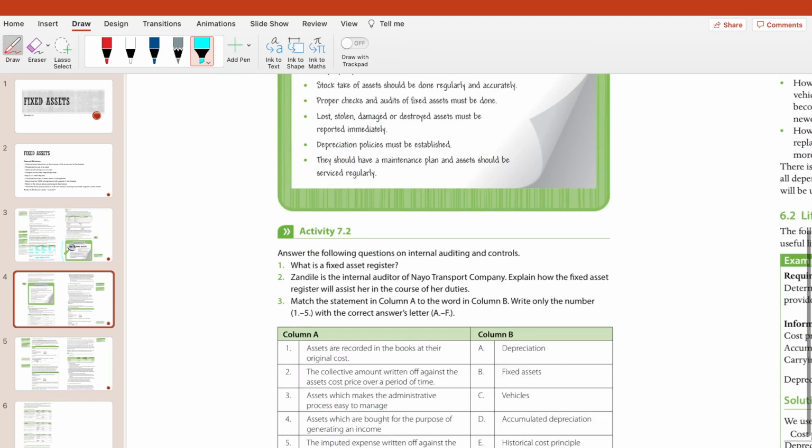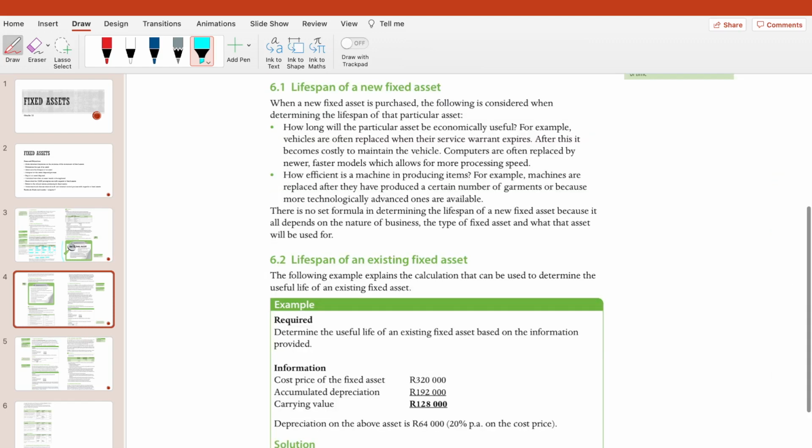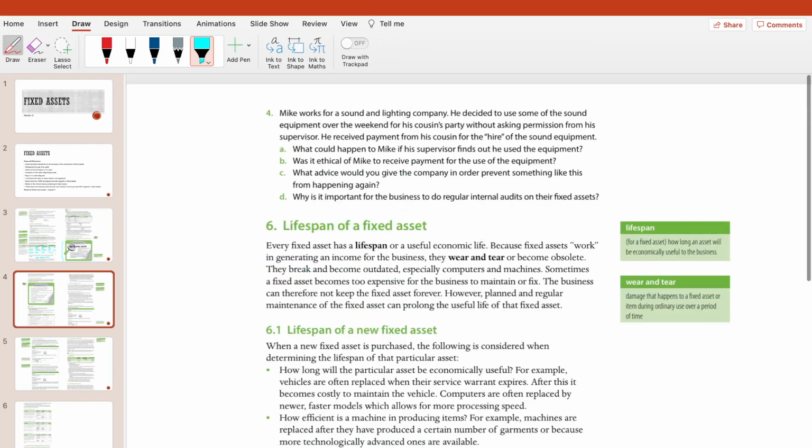Activity 7.2. There are not a lot of activities in fixed assets, so the activities are in between. You can just check yourself if you do understand. This is a nice one to see what is done here. Depreciation, or let's take number 4, assets which are bought for the purpose of generating an income. That can be your equipment or even vehicles, so you can have a look at that. There's number 4, part of the activity.